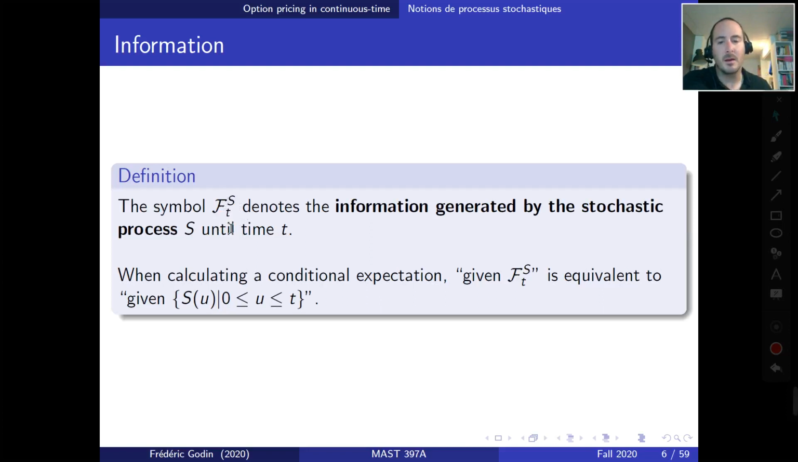Okay, so we're going to use this symbol in conditional expectations. For example, if we calculate a conditional expectation given F_t^S, this is equivalent to saying that we condition on all values of the process S until time t. So it's assuming we know the value of process S up until time t, and then future values of the process after time t are unknown in the conditional expectation in that case. Okay, so F_t^S corresponds to the information generated by the stochastic process S up until time t.